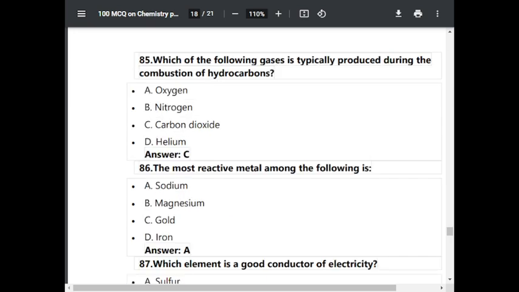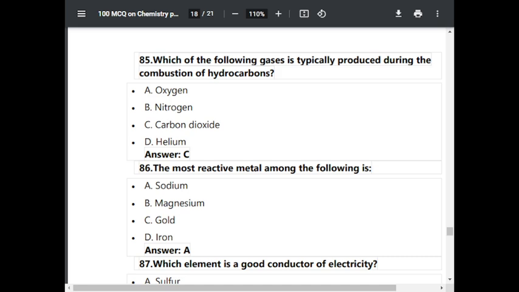Question number 85. Which of the following gases is typically produced during combustion of hydrocarbons? Option A oxygen, option B nitrogen, option C carbon dioxide, option D helium. The correct answer is C, carbon dioxide. Carbon dioxide is produced during the combustion of hydrocarbons. Hence option C is correct.